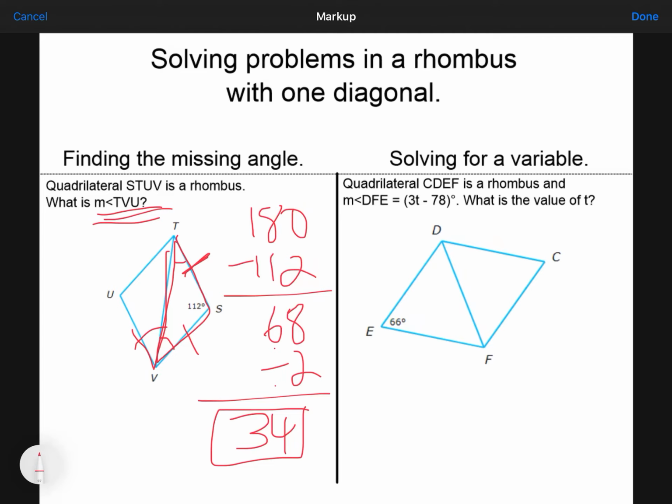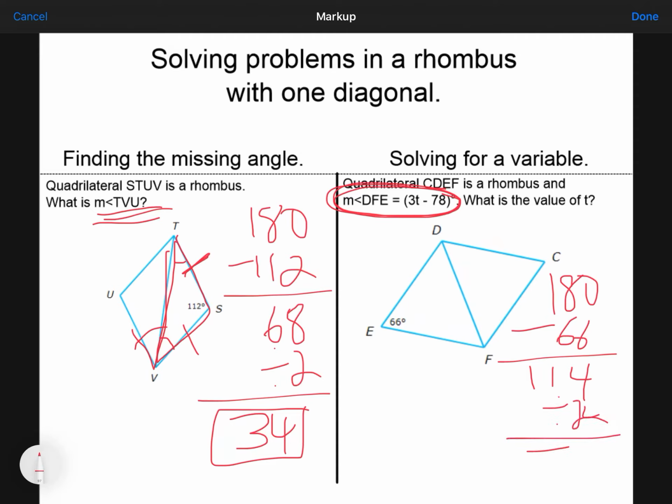If you have algebra in the problem, take a look at this problem over here. It's the exact same type of problem, except there's some algebra there. I'm going to do the same math to start. 180 minus 66 gives you 114. You're going to divide that angle by 2, and you get 57. So that means this angle's 57, this angle's 57, this angle's 57, this angle's 57. The other one on the other side would have to be 66, because opposite angles are equal.